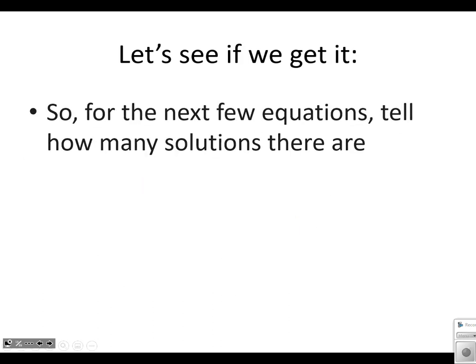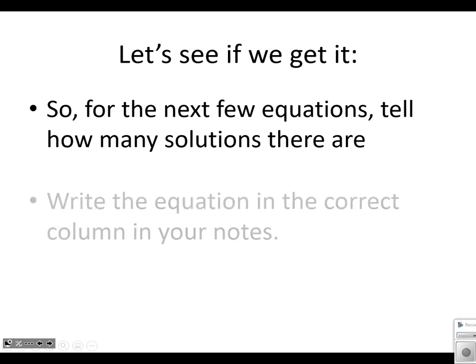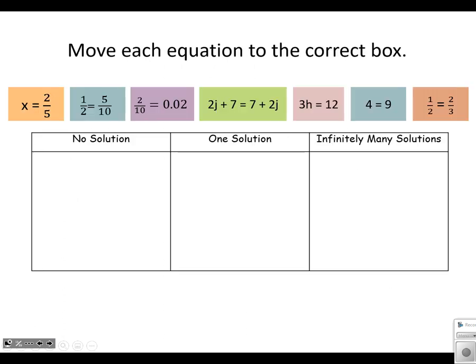We're going to try some. These are on your paper. I want you to write them in the right column on your paper, or type them, or, you know, whatever you need to do on Cami. Okay, so the first one we're going to look at is x equals 2/5. Do we have the same variable term on both sides? No, we do not. Do we have a value for x? We do. That's one solution. X equals 2/5 goes in one solution.